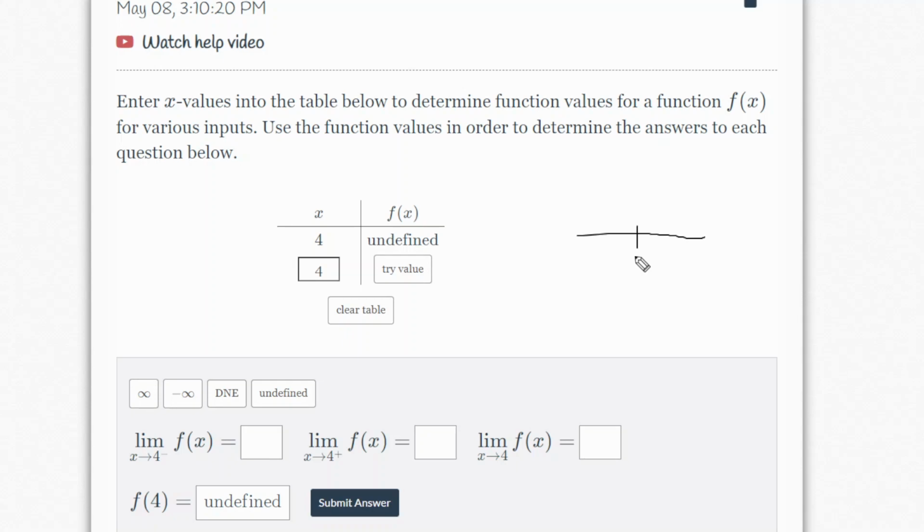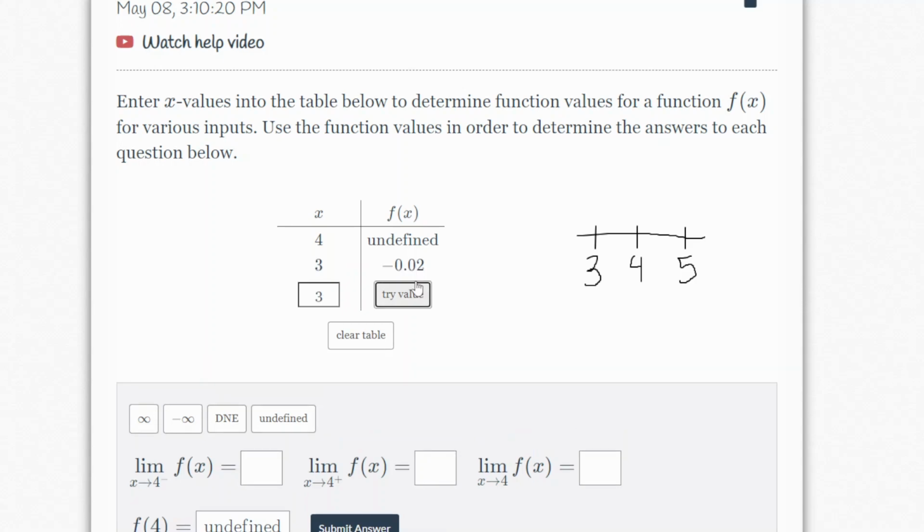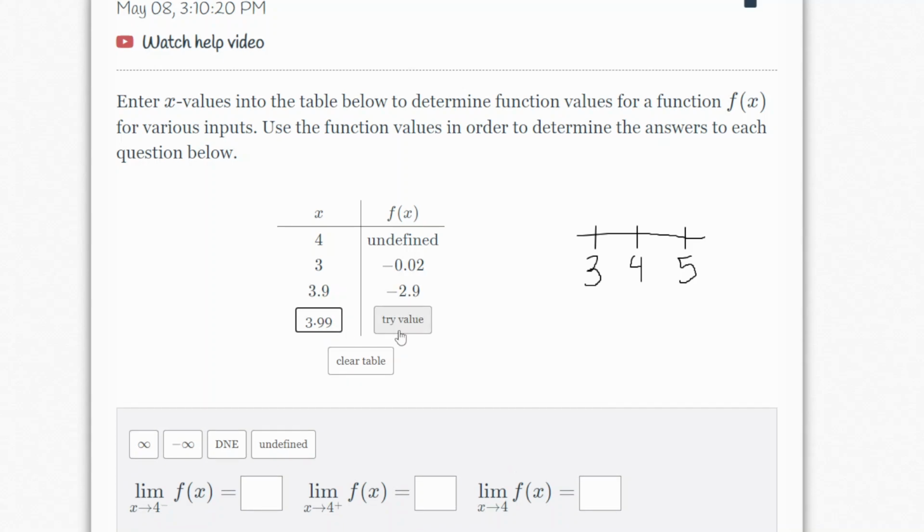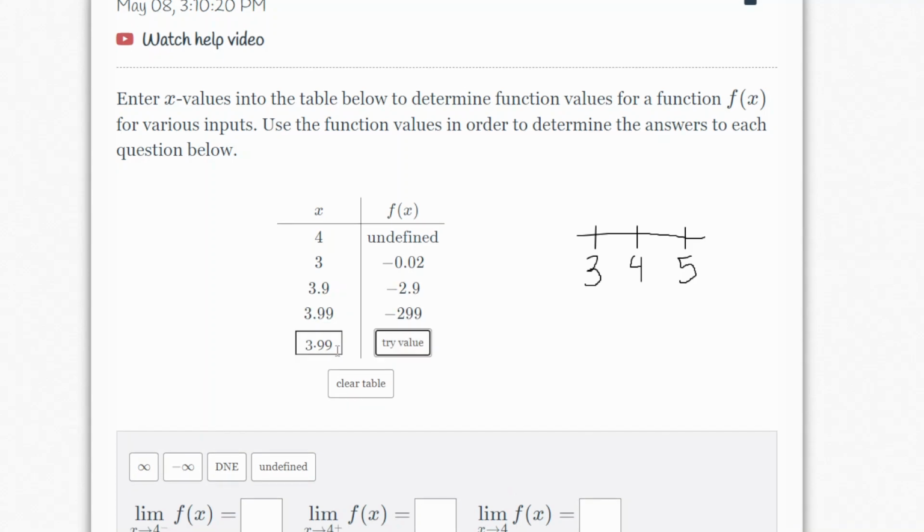So here's 4. A number to the left of 4 would be 3, and we'll know that from the right will be 5. So let's try plugging in 3 and see what we get. Get that. And then I'm going to keep getting closer. So I'm going to get right up to it at 3.9 and 3.99.